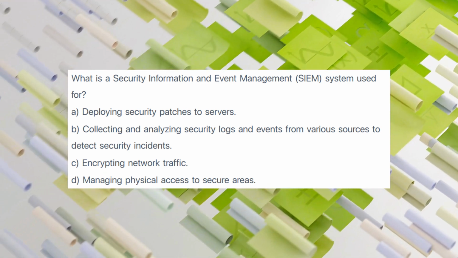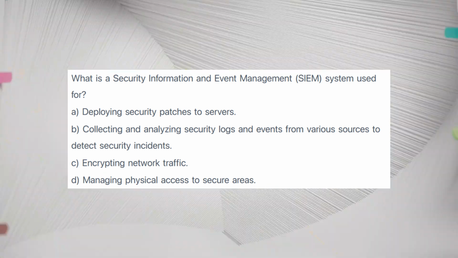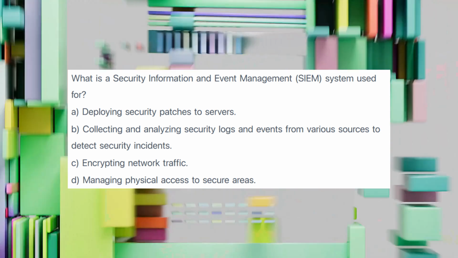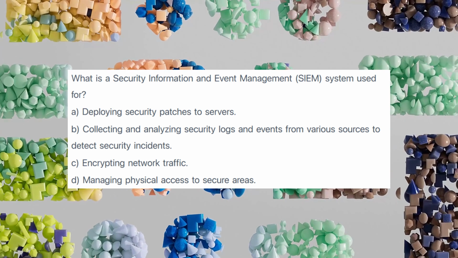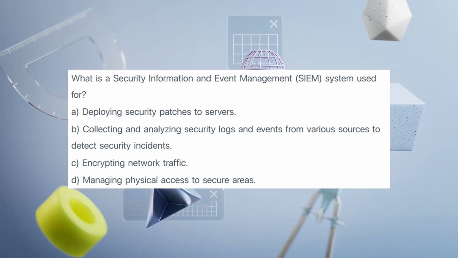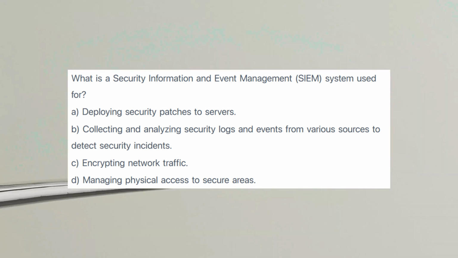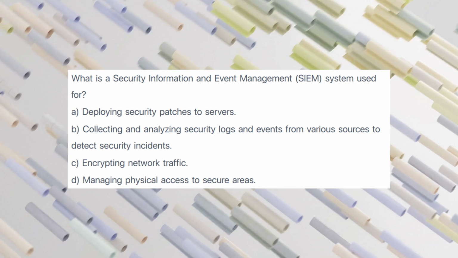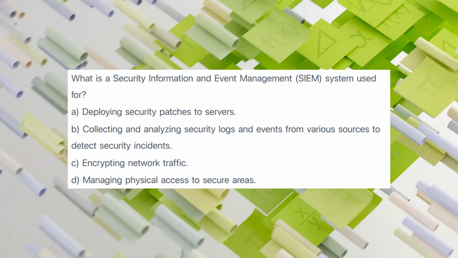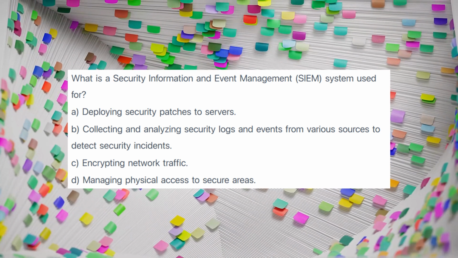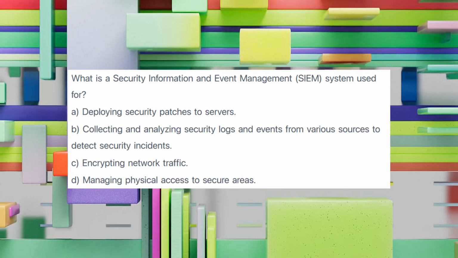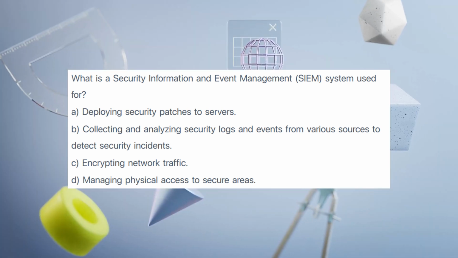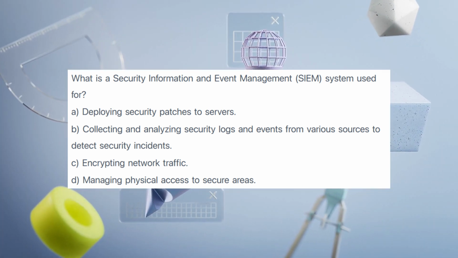The answer is B. Collecting and analyzing security logs and events from various sources to detect security incidents. A SIEM system aggregates and correlates security logs and events from devices across an organization's network to provide centralized monitoring and analysis for threat detection and incident response. Option A relates to patch management tools. Option C relates to cryptographic protocols. Option D relates to physical security systems.